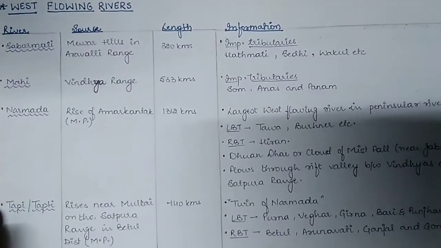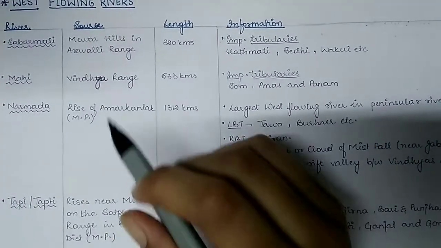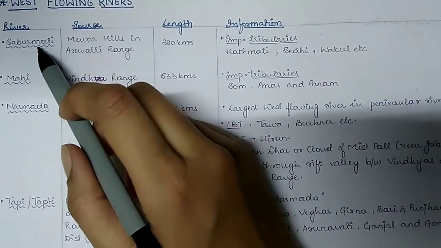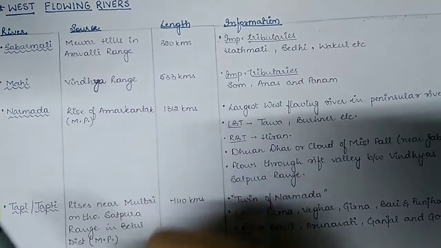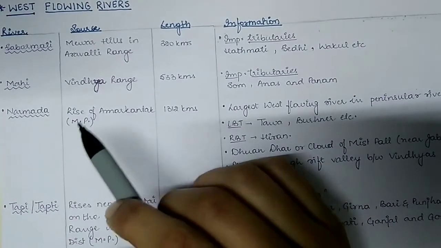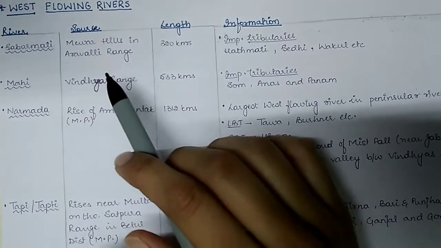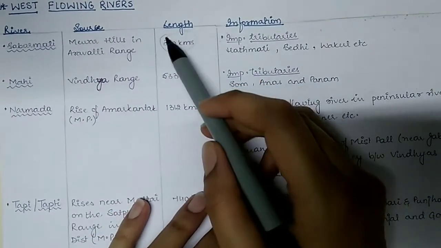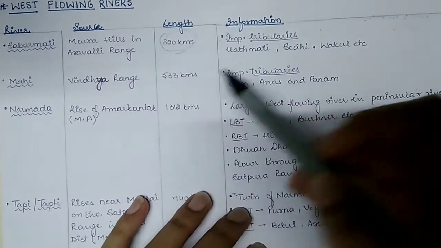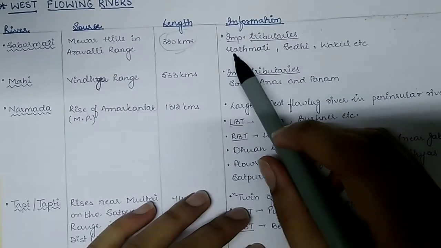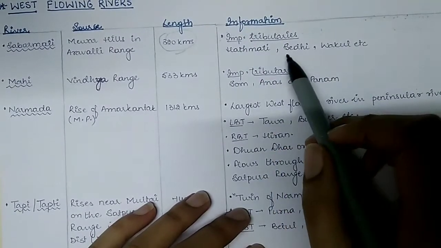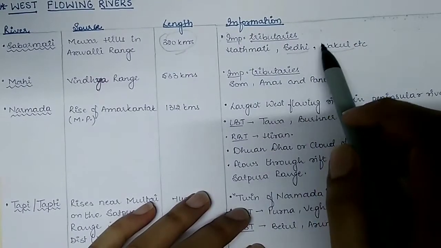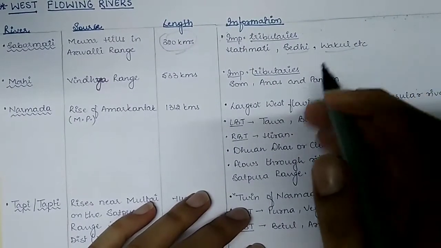Now the west flowing rivers of Peninsular India. First we have Sabarmati. Sabarmati River starts from the Mewar Hills in Aravalli Ranges. It covers the length of 320 kilometers and its important tributaries are Hatmati, then we have Sedi, then Wakul. These are the important tributaries and we have other tributaries also.